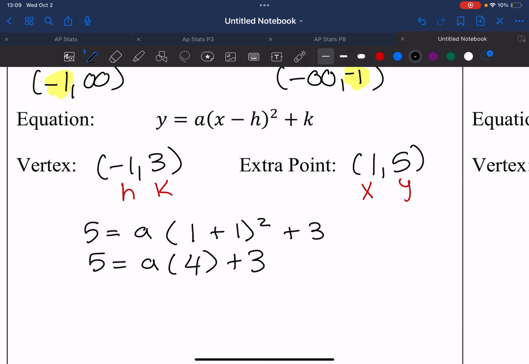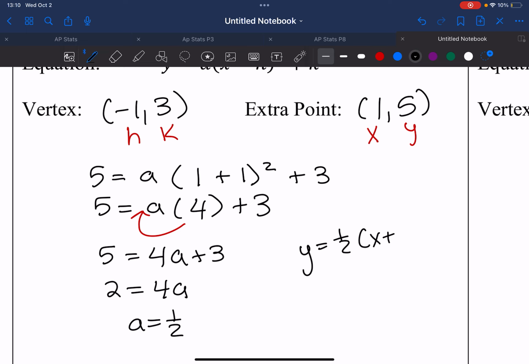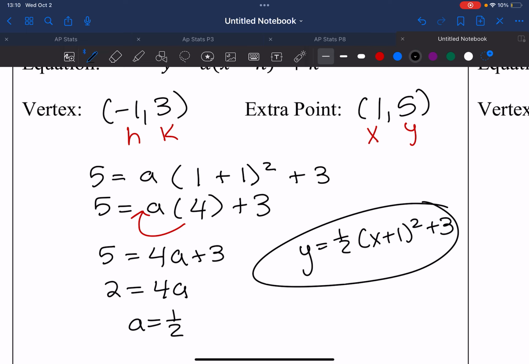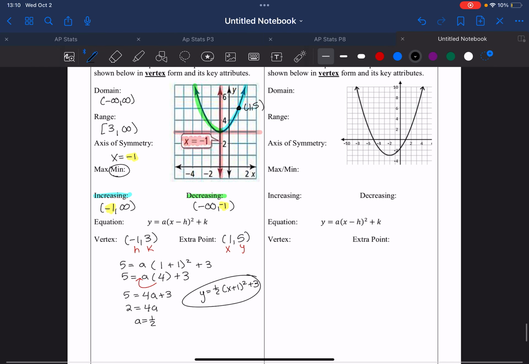I'm going to rewrite this with the number in front of the variable. So 5 is equal to 4A plus 3. Subtract 3 and I get 2 is equal to 4A. Divide by 4, A is equal to 1/2. So that means writing my equation, I have y is equal to 1/2 (x plus 1) squared plus 3. So that is the vertex form of the graph given above.